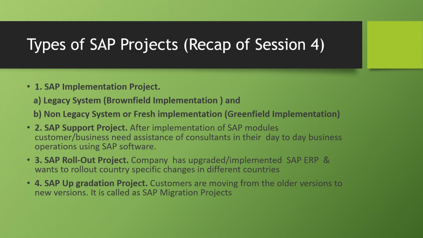So in session 4, we have learned about the SAP implementation projects, and in SAP implementation projects, what we have is legacy systems, which is known as brownfield implementation. By name, legacy itself shows legacy means there is an old ERP like Tally, and if you are moving from Tally to SAP, that is known as brownfield implementation. And non-legacy system or fresh implementation, the name itself, is known as greenfield implementation. So there is no Tally ERP at all, and this is a new company that wants to implement SAP, that is known as greenfield implementation.